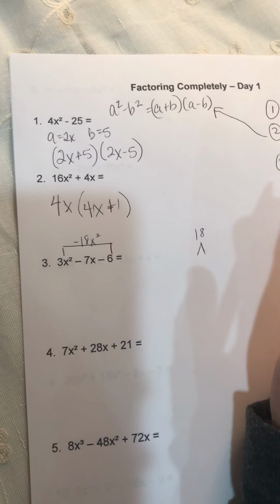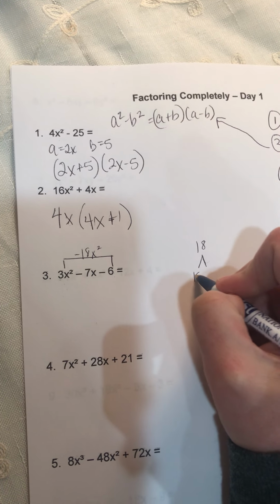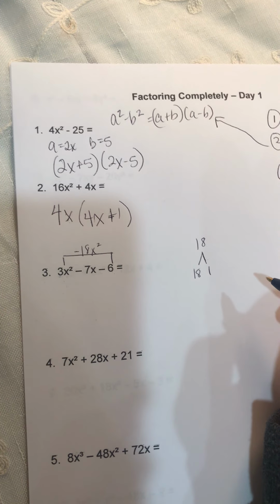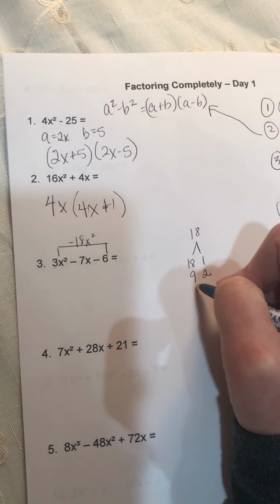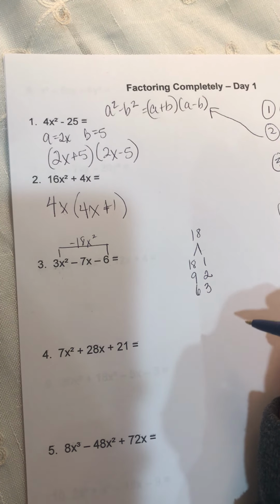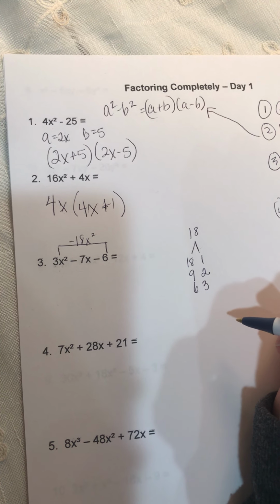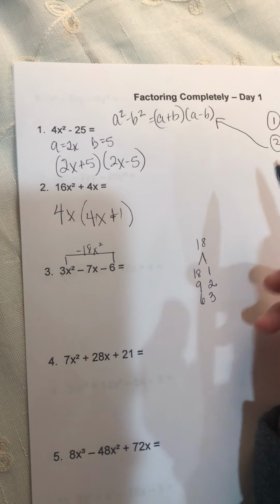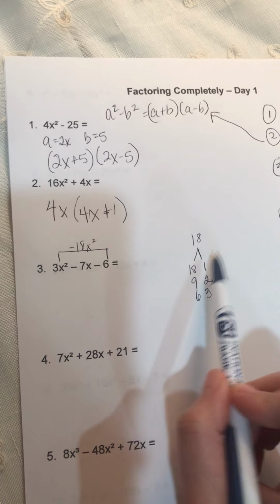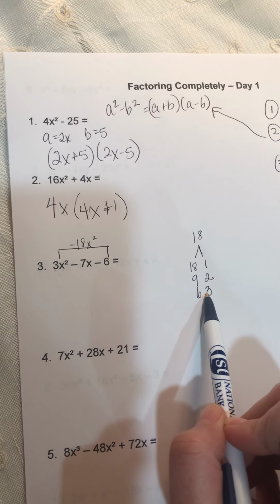Factors of 18: 18 and 1. What else do we have? 9 and 2. 6 and 3. Is there anything else? Okay. All right, so anyways, our middle, we need to be able to add or subtract and get 7.